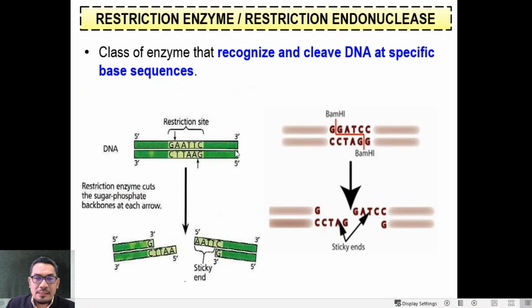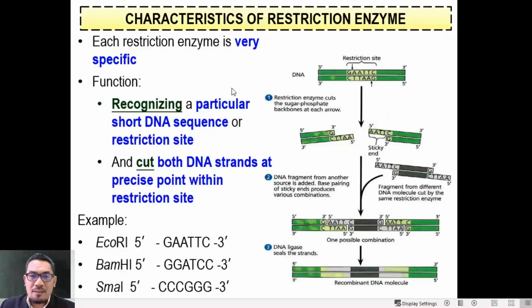The second tool is restriction enzyme or restriction endonuclease. Restriction enzyme refers to the class of enzyme that recognizes and cleaves or cuts DNA at a specific base sequence. Each restriction enzyme is very specific. The function of restriction enzyme is recognizing a particular short DNA sequence or restriction site and cutting both DNA strands at a precise point within the restriction site.